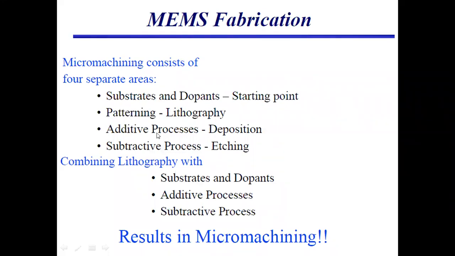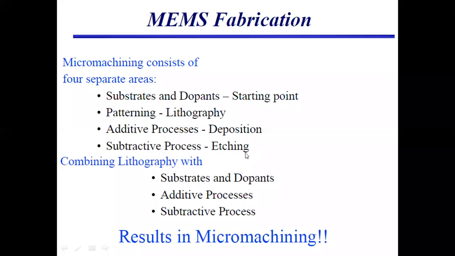And then we have additive processes. By additive processes, we add layers to the substrate. Remember that MEMS fabrication is layer by layer fabrication. We fabricate the device layer by layer. We add a layer and then we do etching, and then we add another layer and do etching. The additive process is deposition of thin layers of material, and then we have a subtractive process, which is etching.